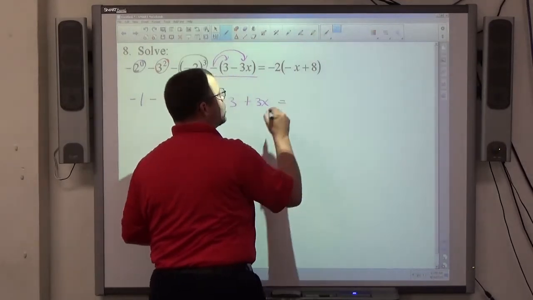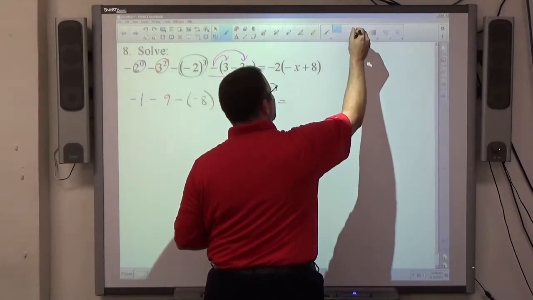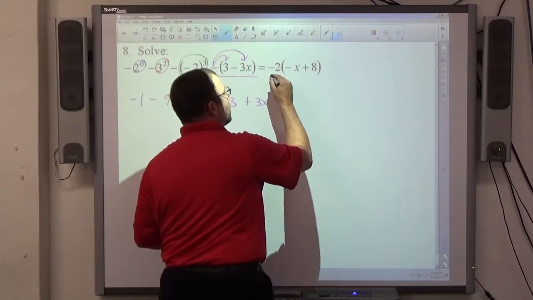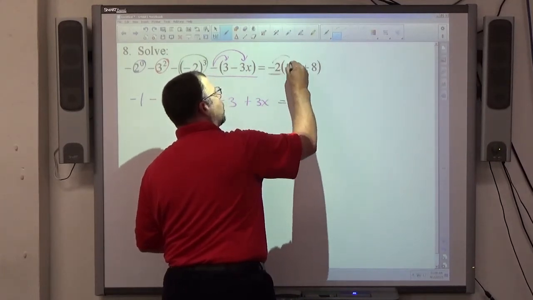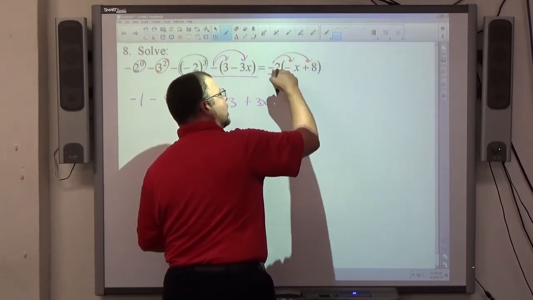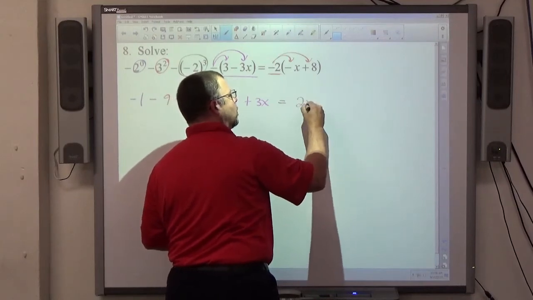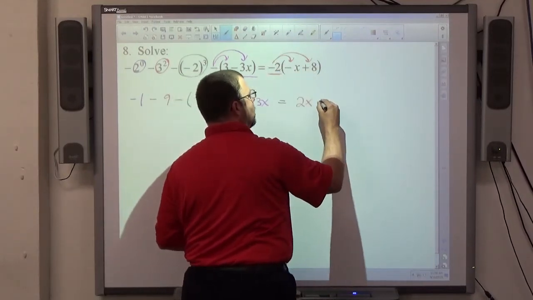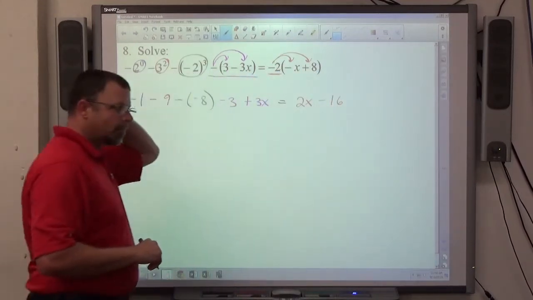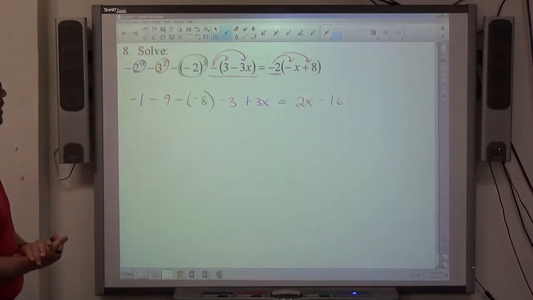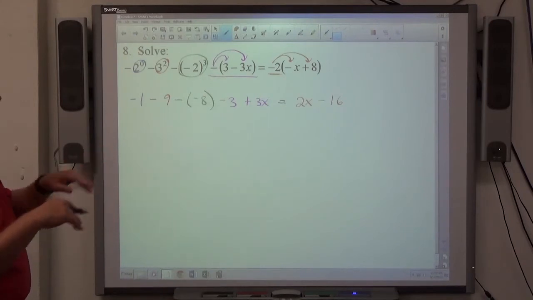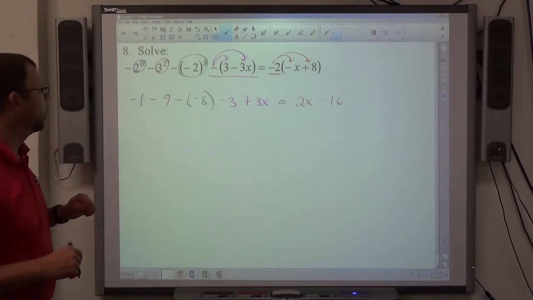Equal sign happens, and then finally we have this one here, another distributive property, negative 2 being multiplied through this parentheses. Negative 2 times negative x makes positive 2x. Negative 2 times positive 8 makes negative 16. Okay, so that's step 1, fixing the powers, getting the distributive property, having to get rid of the parentheses, making the problem simpler than it was.